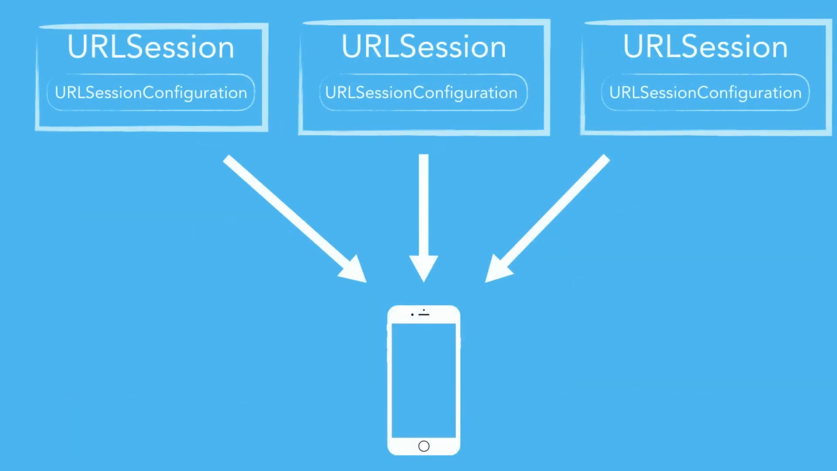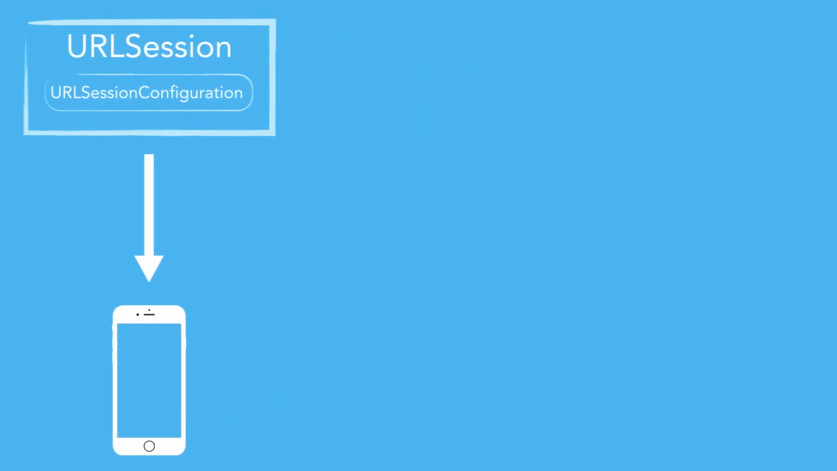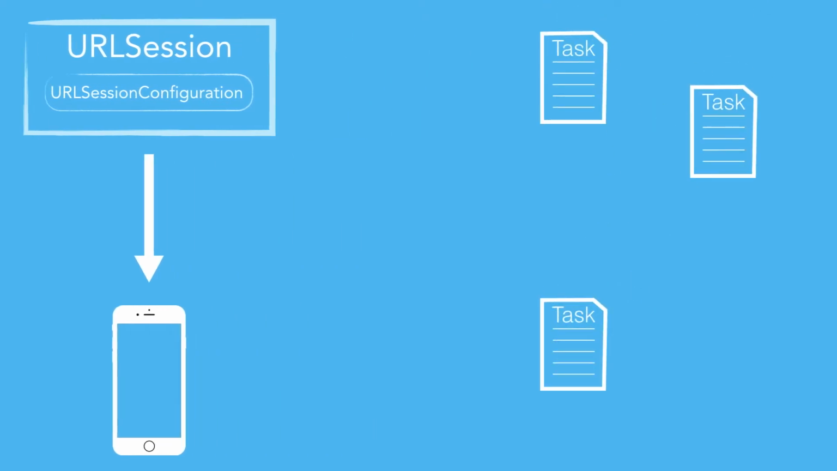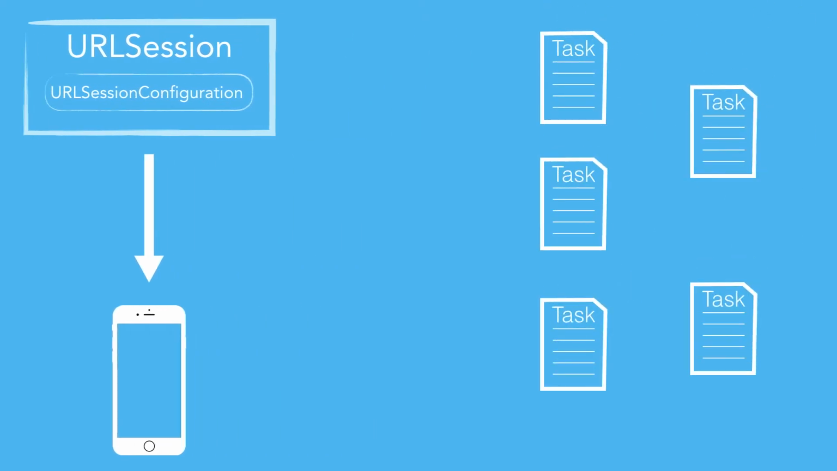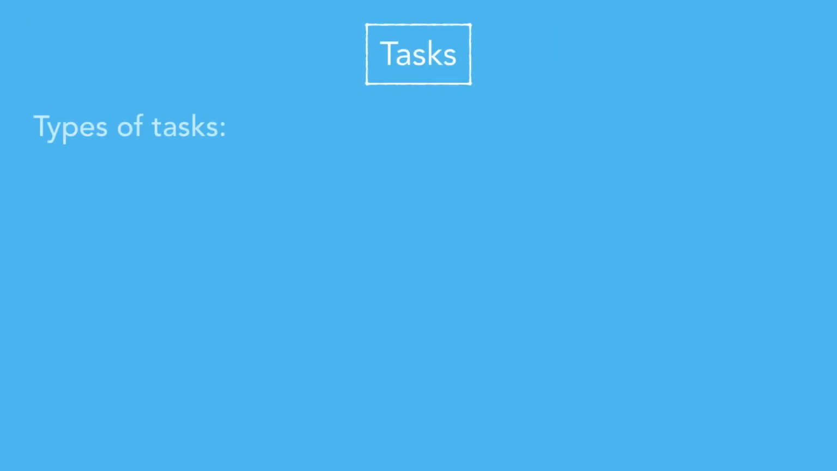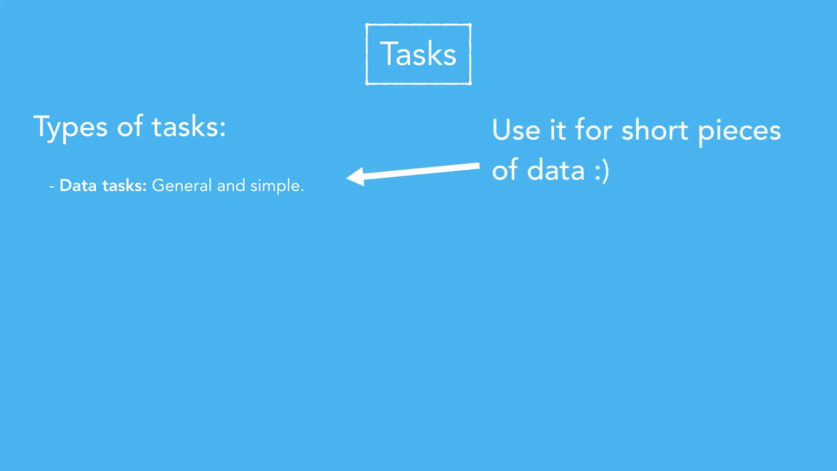Okay, now that you have your session, let's discuss a bit the concept of tasks. Session tasks are objects that contain all the information required to connect to a server. It is basically a description of the request. So, all your requests are encapsulated by tasks. There are three types of tasks. The first one is a data task. Those have a more general and simple implementation: send and receive data. Use these for short pieces of data.